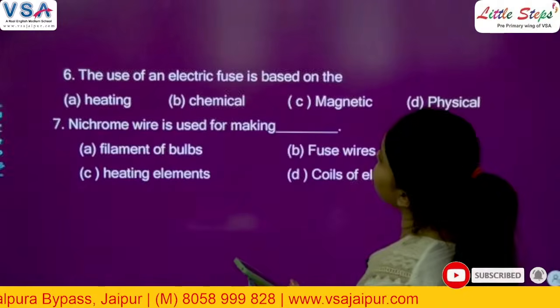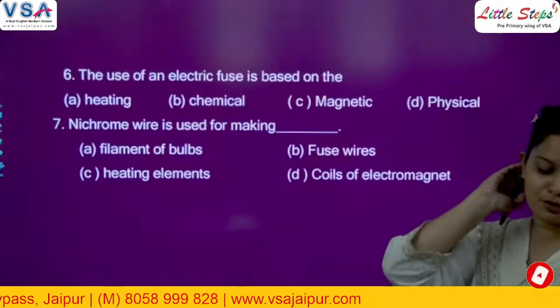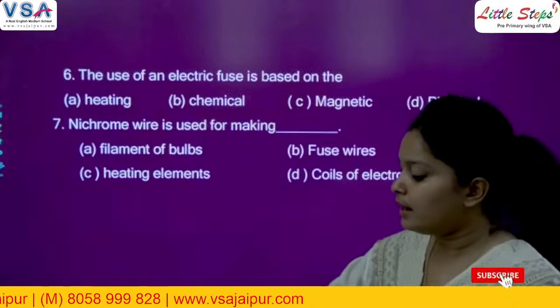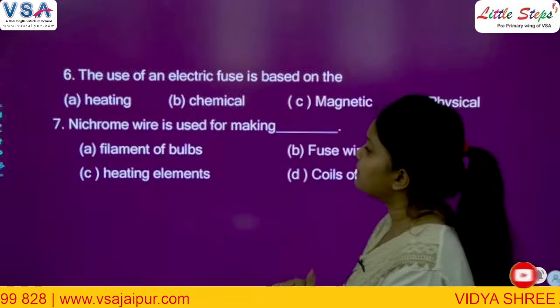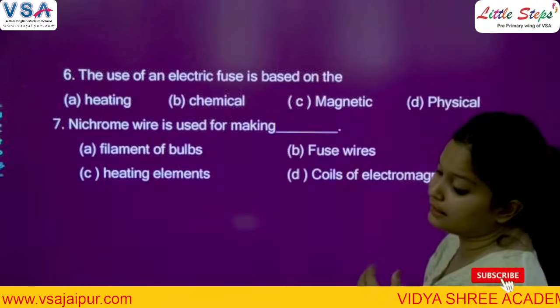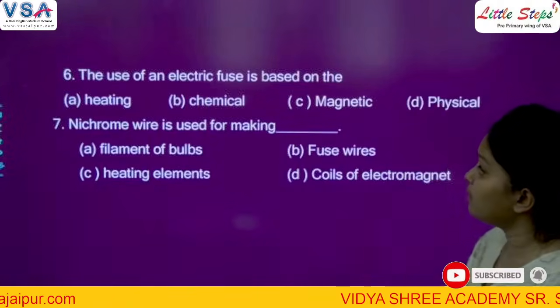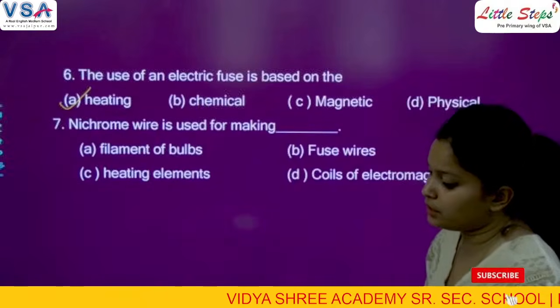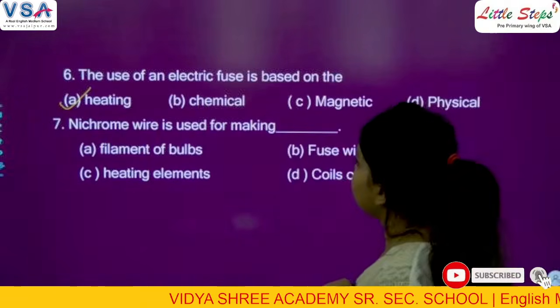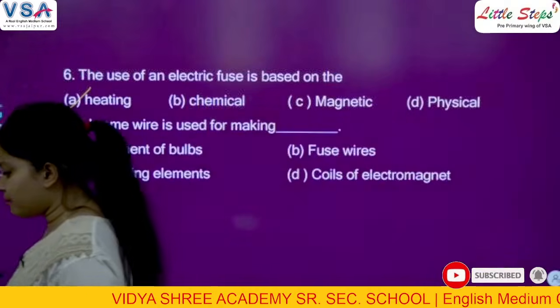The use of an electric fuse is based on the... electric fuse का use किसके लिए आता है? Electric fuse का basically usage heating के लिए आता है, chemical के लिए आता है, magnetic के लिए आता है, physical के लिए आता है. Tell me, किसके लिए आता है फ्यूज का यूसेज? हीटिंग के लिए. Option A. Yes. Moving on to 7th MCQ.